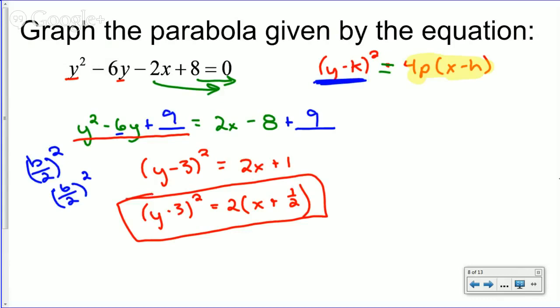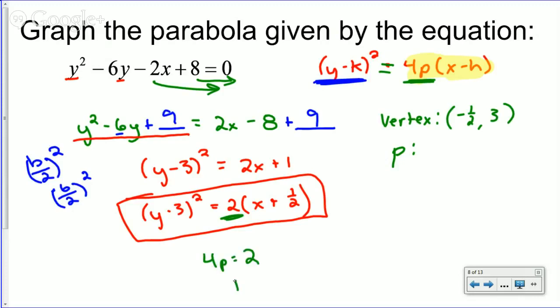Okay, so again, I want to look for those key components here. Start with the vertex. The vertex is at h, k, so h happens to be negative a half. It's the opposite of what it looks like inside of there. And then 3. Your p value, okay, remember this is the same as 4p, so 4p equals 2, so p is a half.